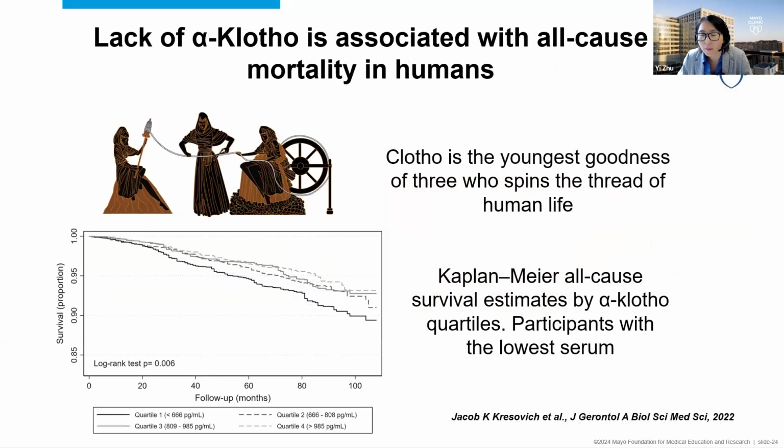That's why this protein was named by one of the botanists, after the one who spins the thread of human life. But anyway, in humans, it's also been well established that alpha-klotho expression is linked to all-cause mortality. Then I noticed that with aging, there is an accumulation of senescent cells, accompanied by a decline in alpha-klotho. Maybe these two are linked.